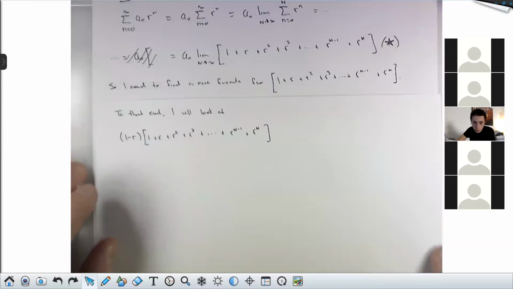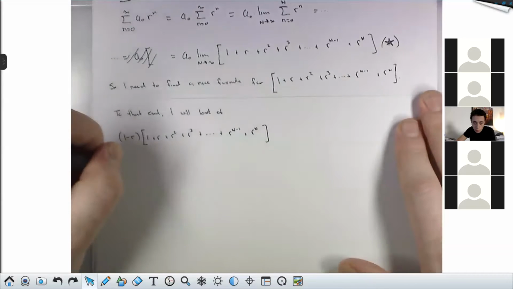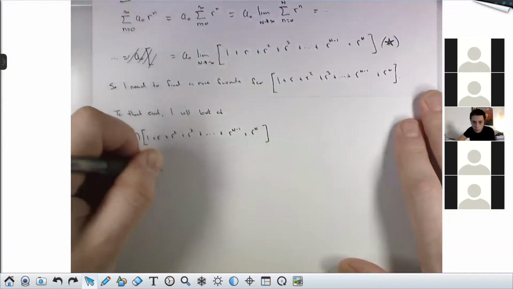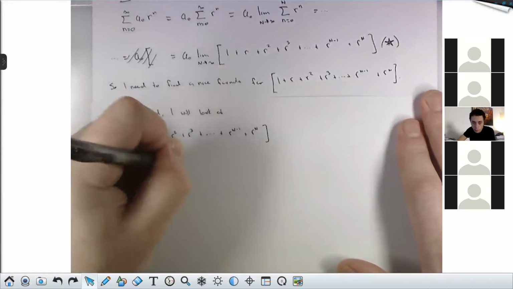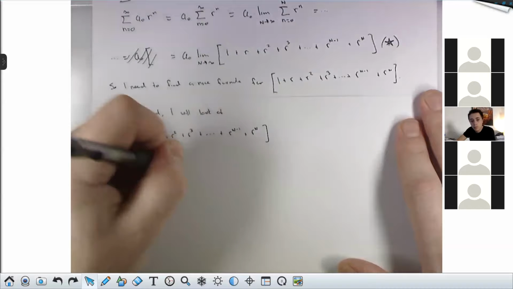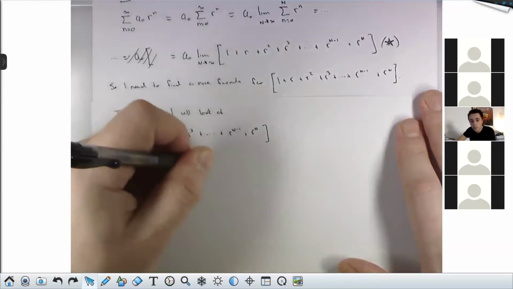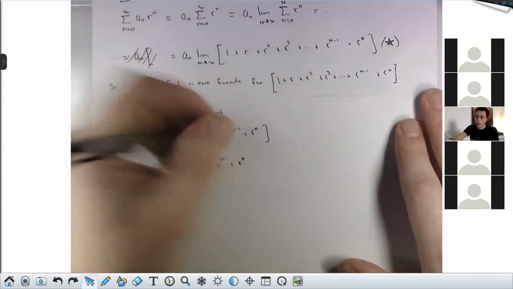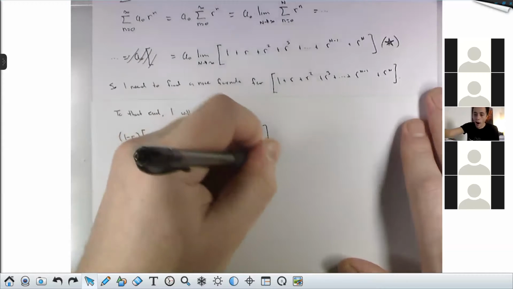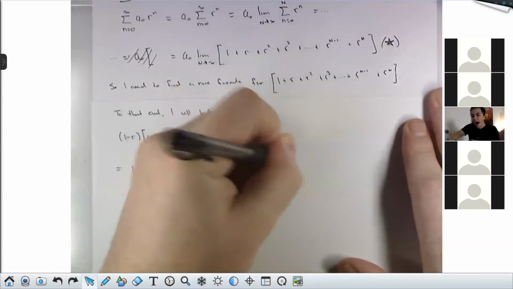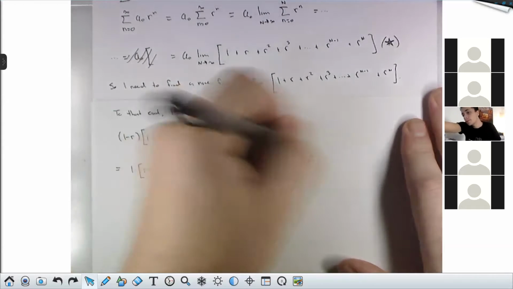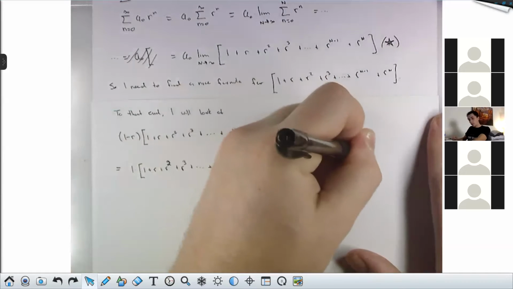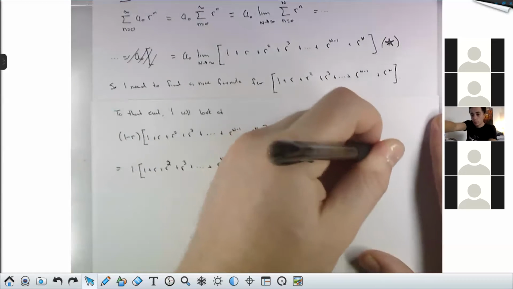If you distribute this 1 minus r, this is 1 times that series: 1 plus r plus r squared, r cubed, r to the n minus 1, r to the n, minus r times 1 plus r plus r squared plus r cubed plus r to the n minus 1 plus r to the n.